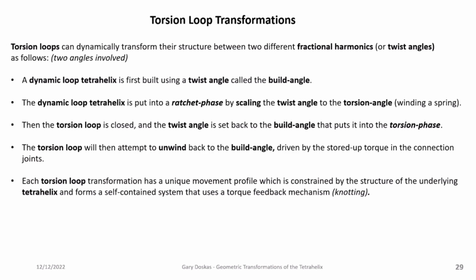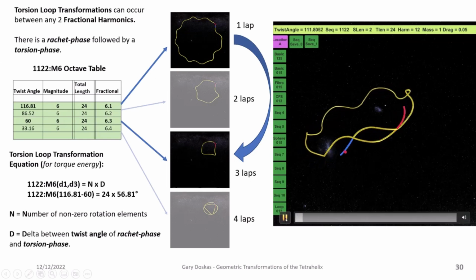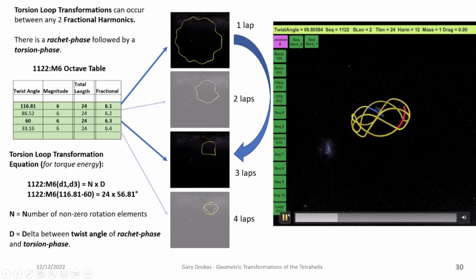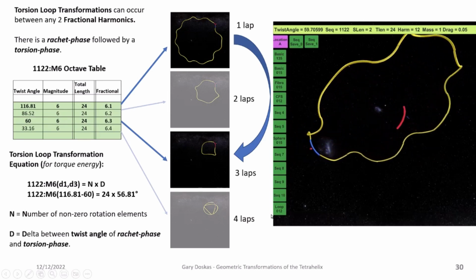So this will just give you a little bit more of an illustration of a torsion loop transformation between a 1 lap and a 3 lap version of this sequence I showed earlier. If I run this video, I'll show you the ratchet phase. At this point, I'm just changing the twist angle to get to that third harmonic. And now I'm going to make the connection, but it's going to snap back and twist back to the original 1 lap structure.